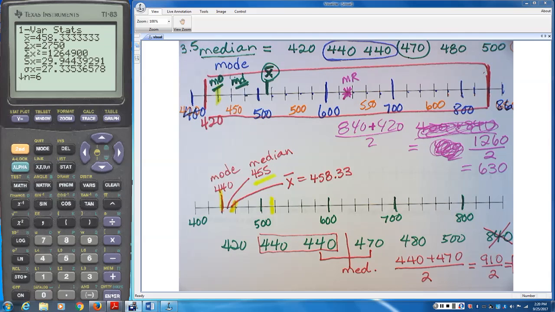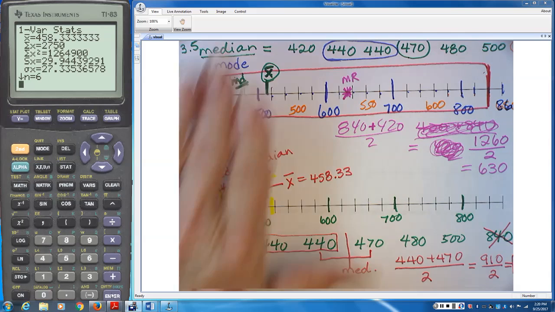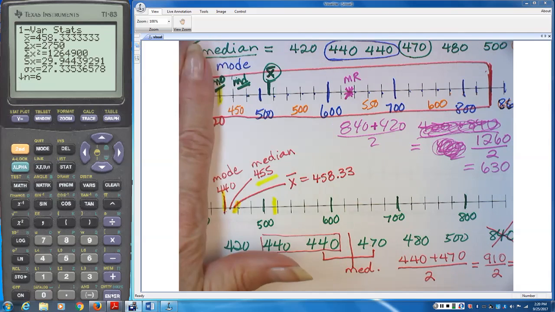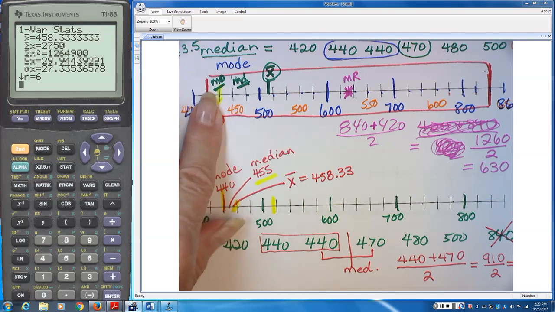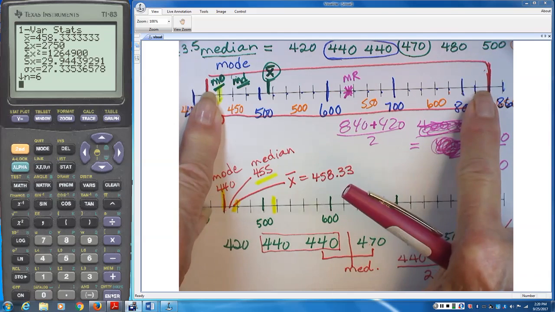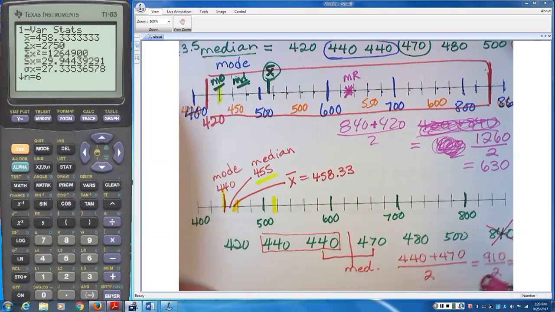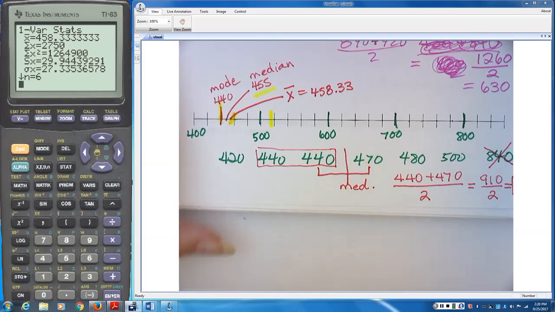There's your mid-range. All your other data is down here, from 500 down. You got one more value up here and there aren't any 630s. But now if I leave out that 840, my mid-range changes.